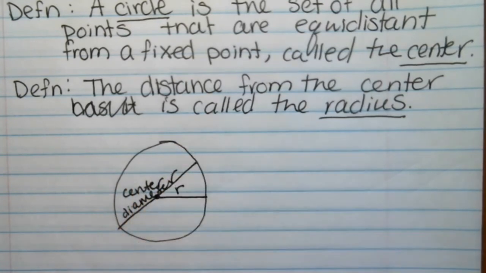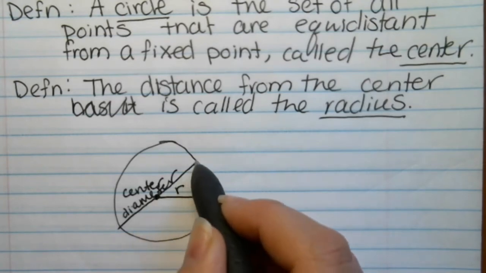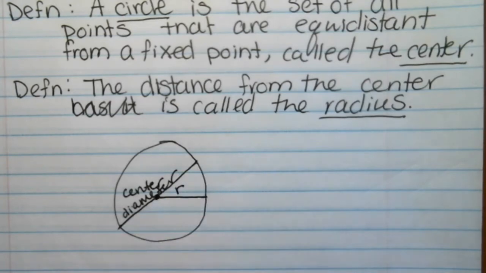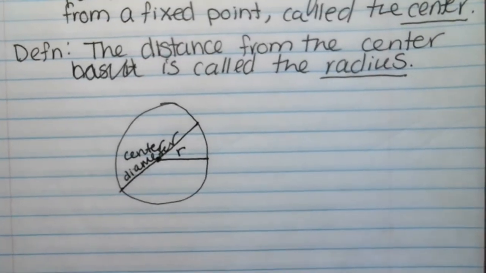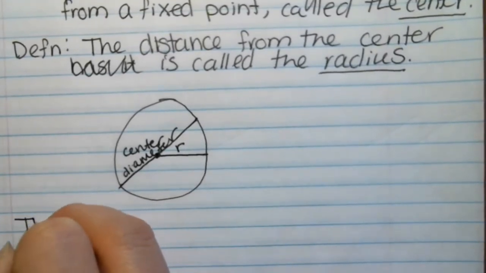Now, a line that does not go through the center is not a diameter. That's something else. It's called a chord. But the diameter has to pass through the center point. And the center would cut the diameter exactly in half. So this half is R and this half is also R. All right, let's look at the equation of a circle.